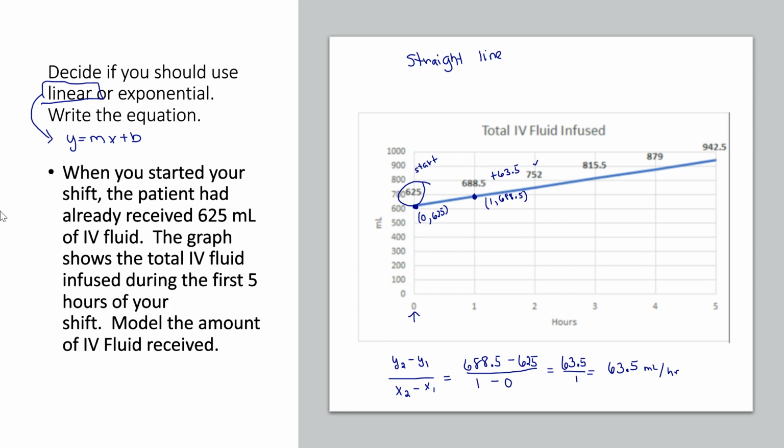So now I want to plug these values into my equation to finish out my model. So I get y equals 63.5x plus 625. And so this gives me a formula. It shows me where to start my line, shows me how fast my line needs to go up to match the image that was given.